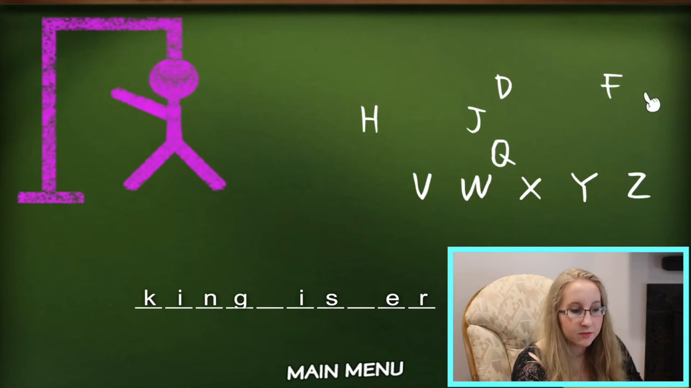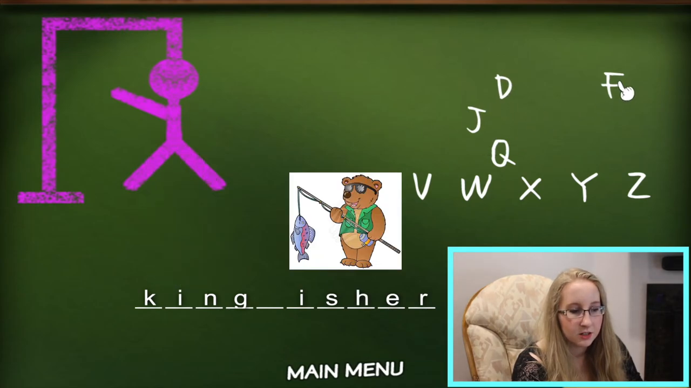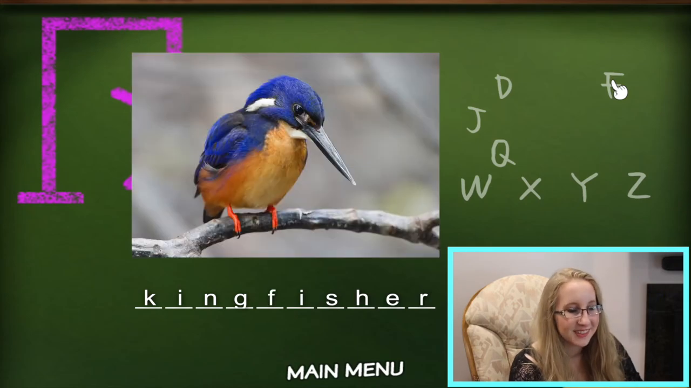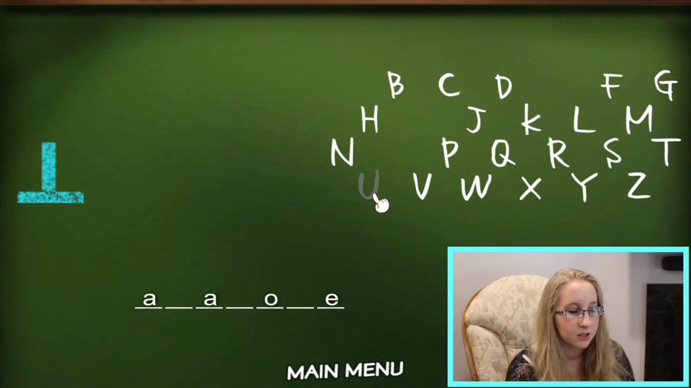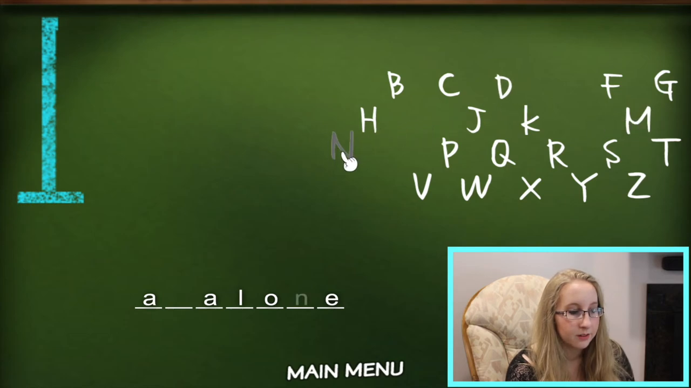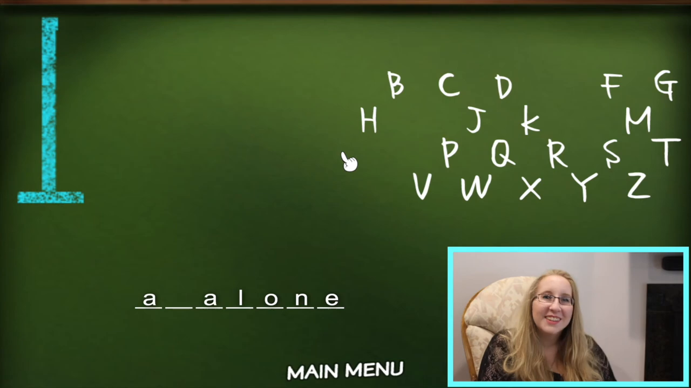Pincer, no, fencer, hincer. I keep doing N, H. Kingfisher? There we go. Kingfisher. A, E, I, O. You did not need that U. A, L. Alone. Alone. That's me.